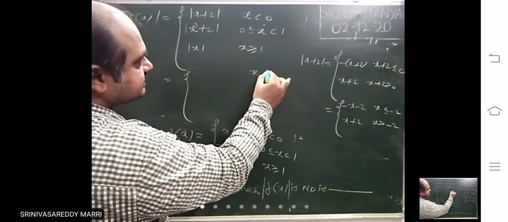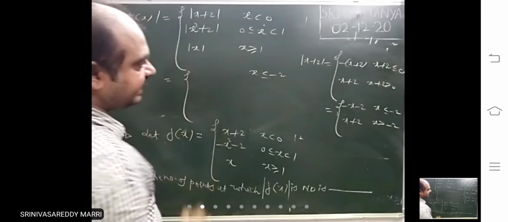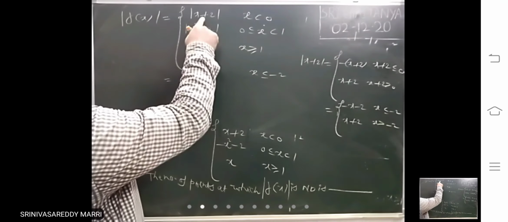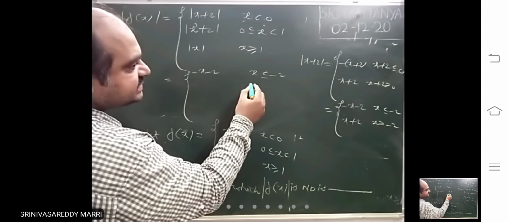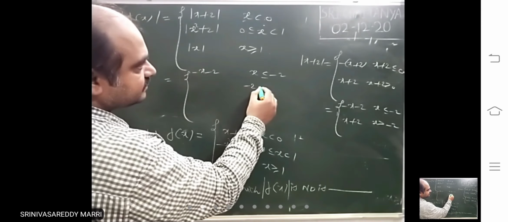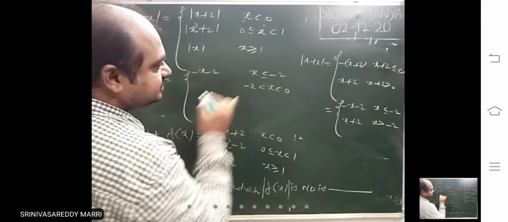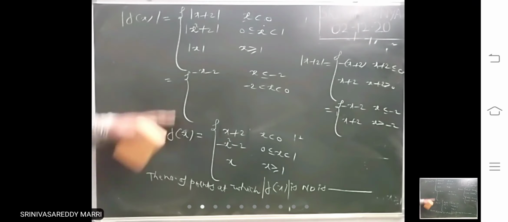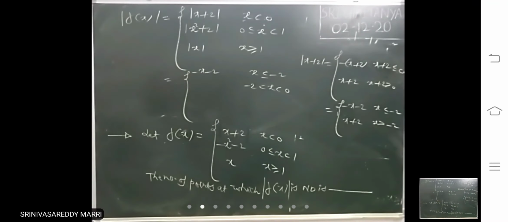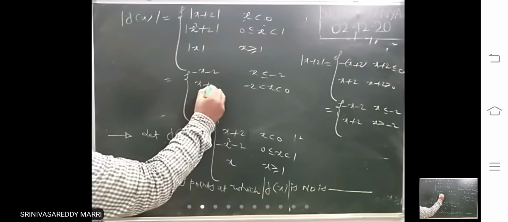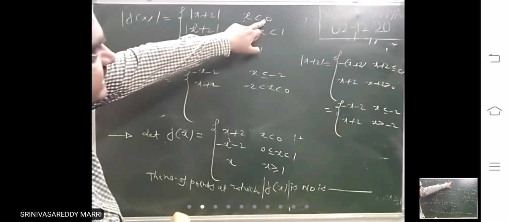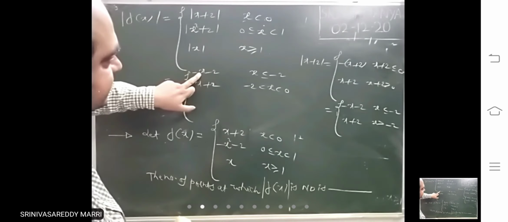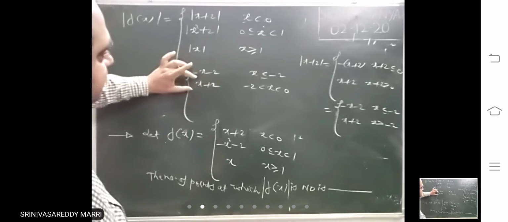For x less than or equal to minus 2 is one part. In that case, this will become minus x minus 2. Then from minus 2 to 0, this will become x plus 2. So this has two parts: for x less than or equal to minus 2, this one, and for minus 2 to 0, this one.